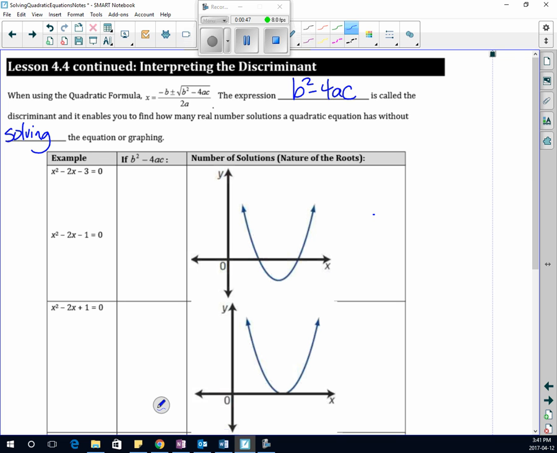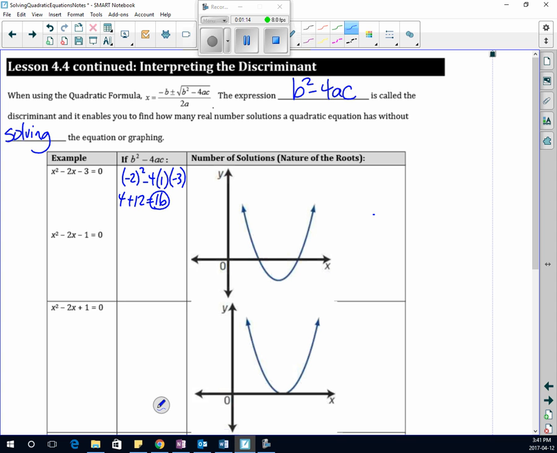So, for instance, x squared minus 2x minus 3, if I wanted to find b squared minus 4ac, that would be negative 2 squared minus 4 times 1 times negative 3. So I get 4 plus 12, which equals 16. So we'll look at that for a second.